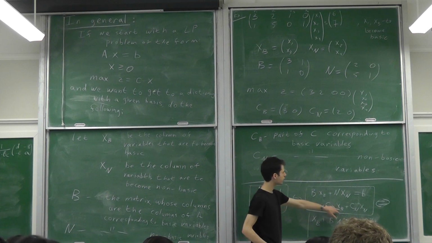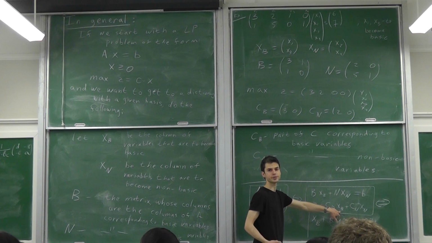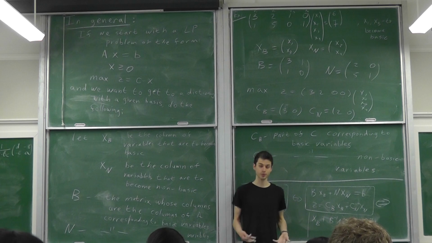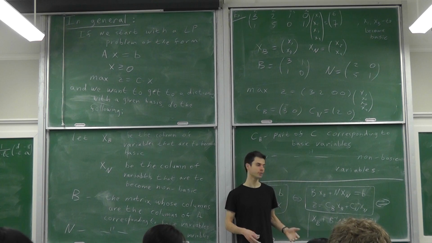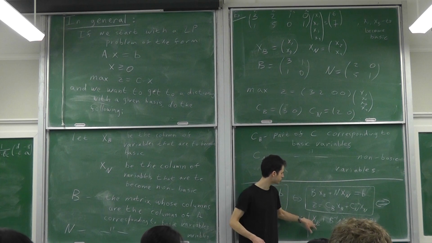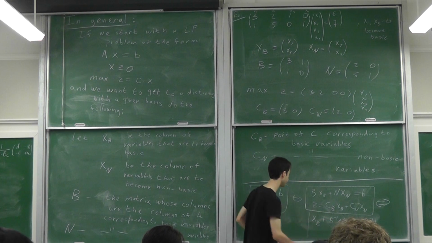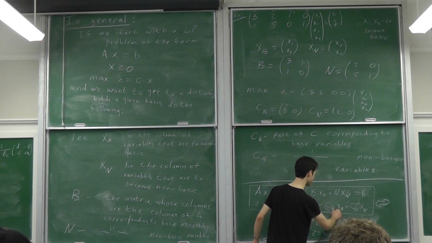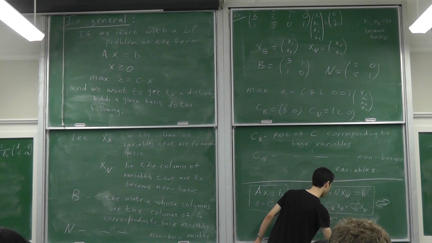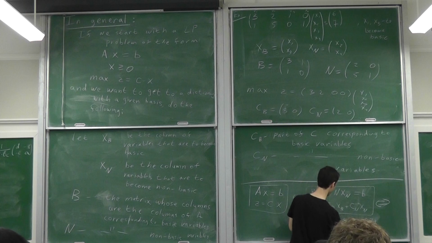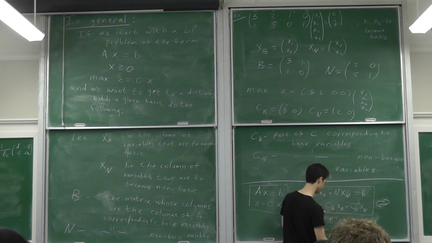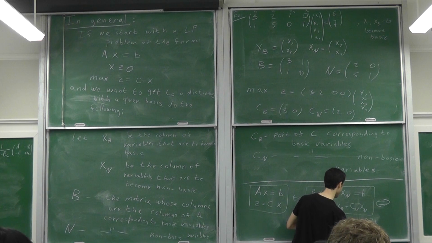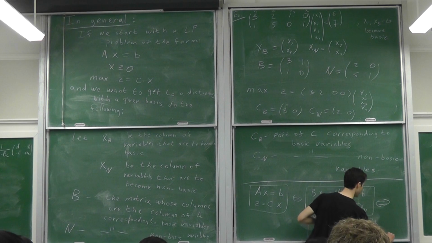And for z, I don't want the basic variables to appear in the expression for z. If I want them to be basic, I want their coefficients to be 0. But that's very easy. From here, I have an expression for what x_B is in terms of x_N. So z is c_B times x_B, which is c_B B inverse b minus c_B B inverse N x_N plus c_N x_N.